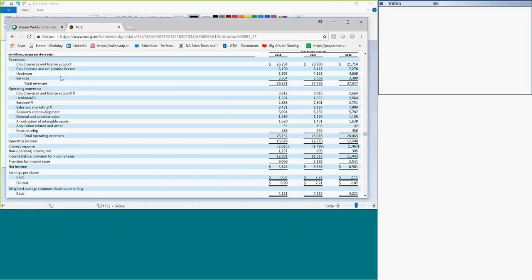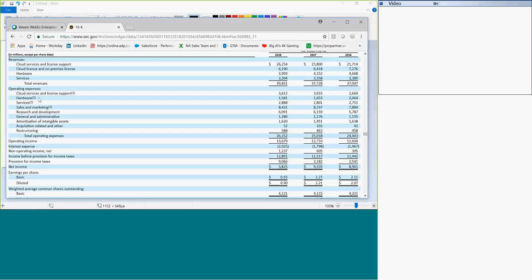So anyway, here we don't have any direct expenses or gross profit because it's a software company. So we have revenue, and we go directly to operating expenses. Here, there are some things that are classic, and some things that are a little bit more unconventional, and I'll explain both to you.